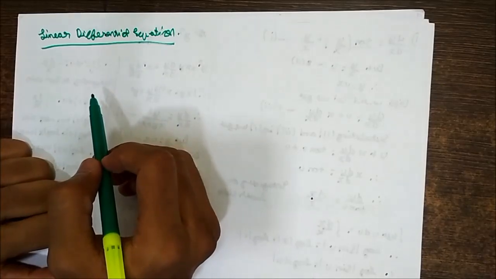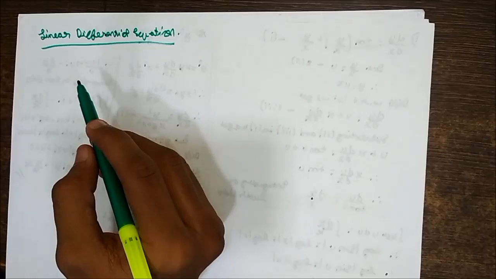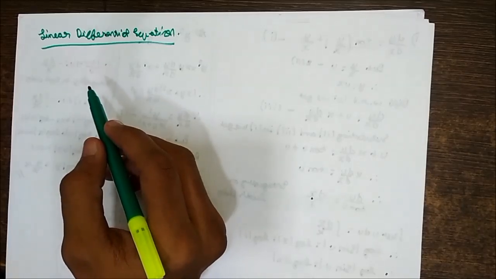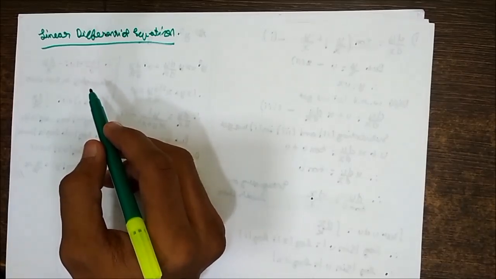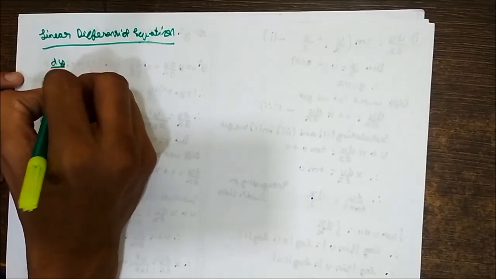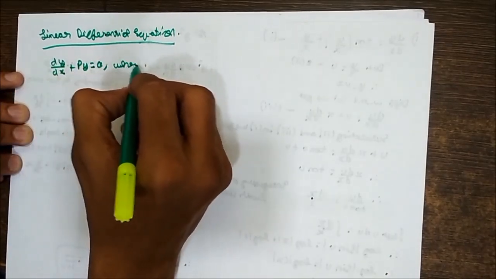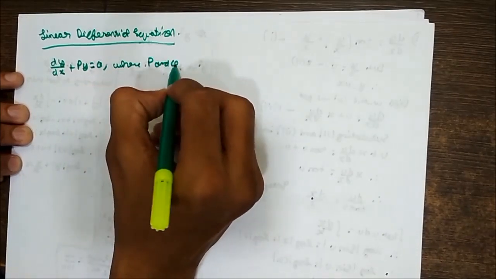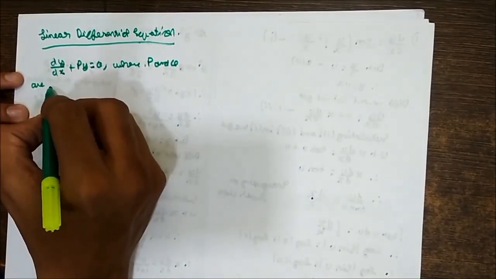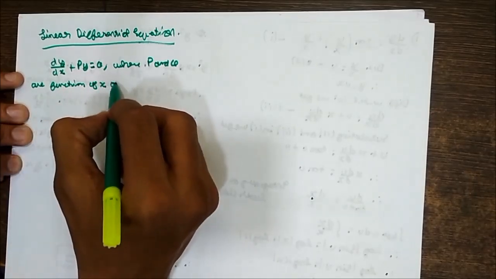Now let's talk something about linear differential equation. What is a linear differential equation? A linear differential equation is one in which the dependent variable and its differential coefficient occur only in the first degree and are not multiplied together. To solve the differential equation dy by dx plus py is equal to q, where p and q are functions of x only.